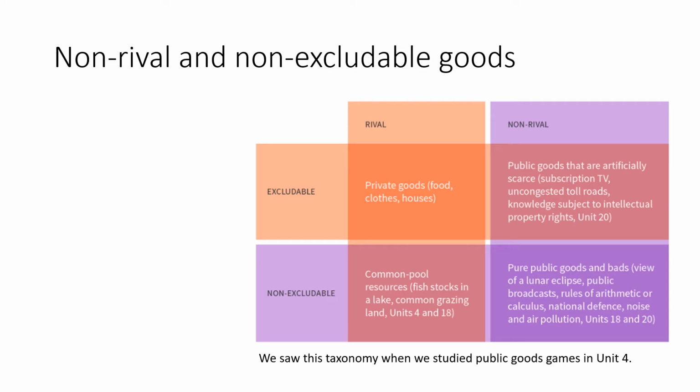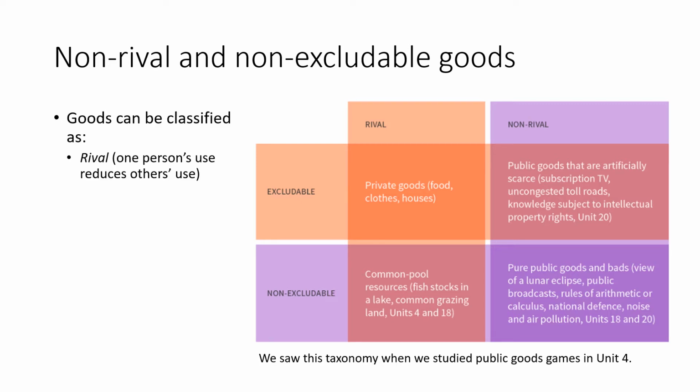Let's begin by taking a look at a diagram that we have seen before that outlines different types of goods based on their characteristics. Non-rival and non-excludable goods. In particular, let us look at the second column, second row. So we are looking at a good that is both non-rival and non-excludable, and such a good is called a pure public good or a pure public bad. For instance, a lunar eclipse is a public good, and air pollution would be considered a public bad.